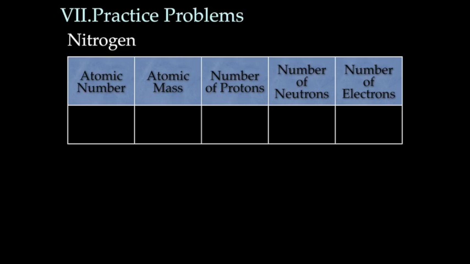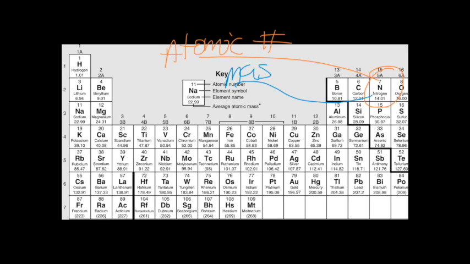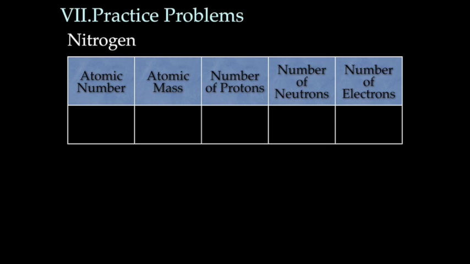We'll start with nitrogen. So let's go to the periodic table and see what we can find out about nitrogen. So nitrogen is located here. We look at this 7. It has an atomic number of 7, and it has a mass number of 14.01, which we're going to round to the nearest whole number, which would make it 14. All right, so let's go fill that in our table. We said it has an atomic number of 7 and an atomic mass of 14.